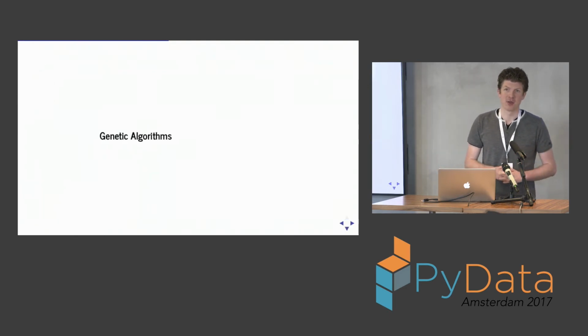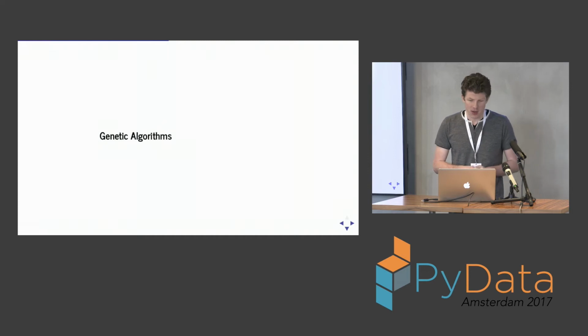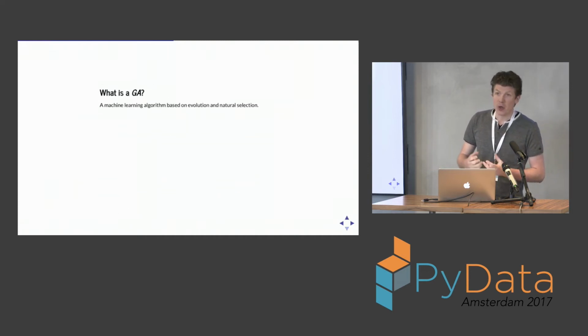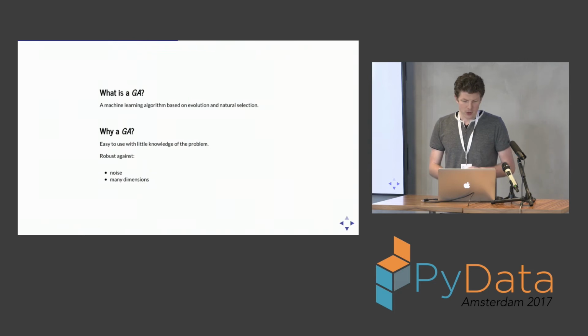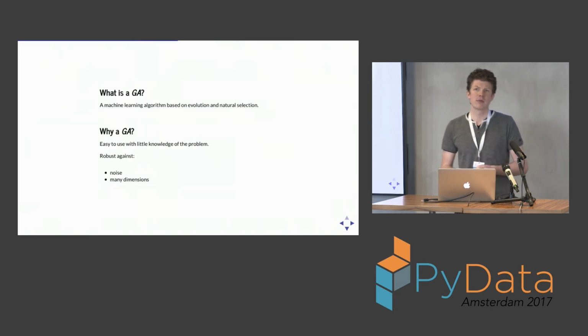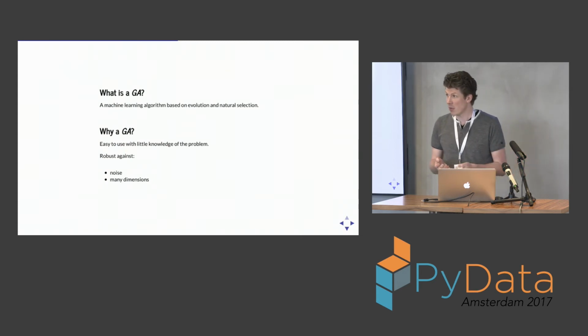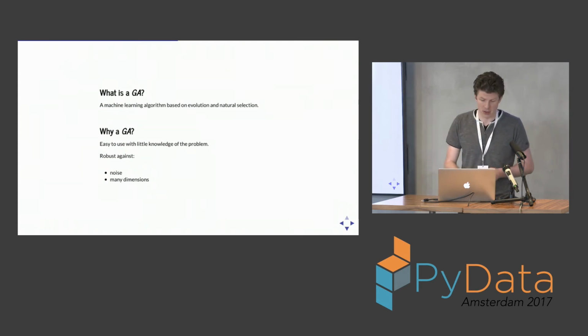Now let's get into genetic algorithms. First, what is a genetic algorithm? It's a machine learning algorithm based on evolution and natural selection. So why would I use it? Well, it's fairly easy to use with little knowledge of the problem. I mean, I know the game, but I don't know exactly how to play it well. And it's fairly robust against noise and having many dimensions, because of course there are very many dimensions here.